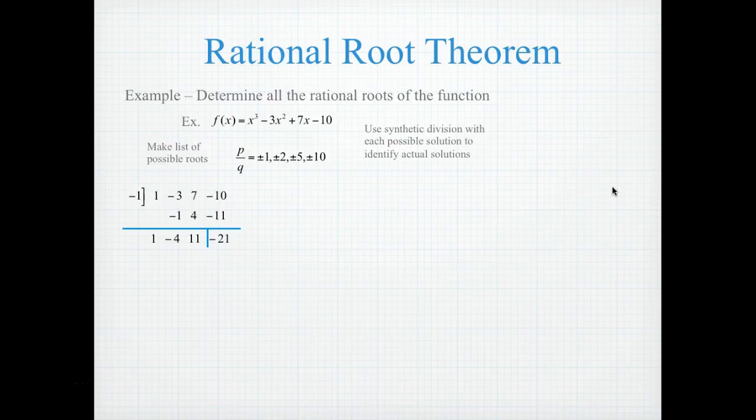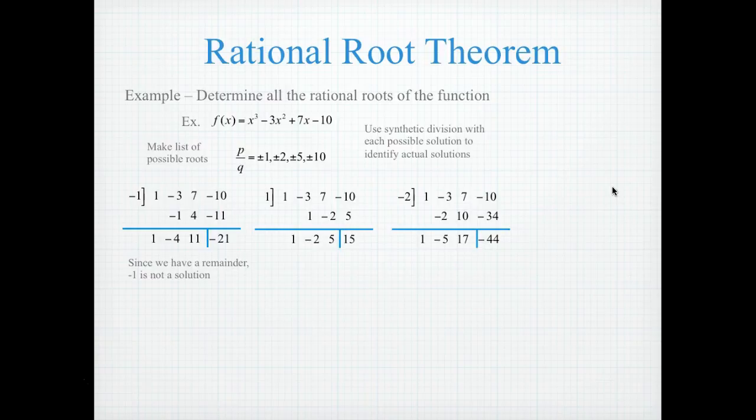So you see in our first example, we use negative 1. When I run negative 1 through synthetic division, I end up with a remainder of 21. Since we have a remainder, negative 1 is not a solution. So I move on, and I try positive 1. And you see the same thing happens. When I use positive 1, I end up with a remainder of 15. So positive 1 is not a solution. I tried negative 2. Still, I got a remainder of negative 44.